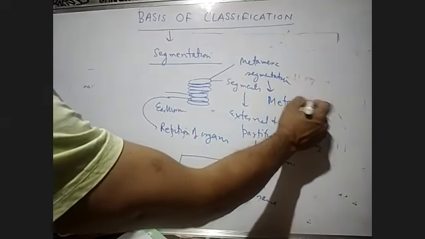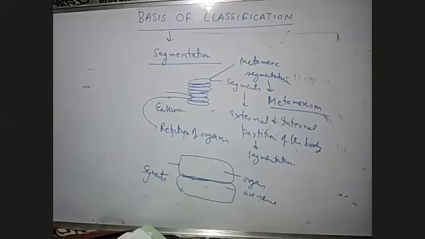Metamerism is a phenomenon where the animal body will show metameric segmentation, meaning there is a definite pattern of division of the body into different compartments. This kind of division of the body into specific compartments is called metameric segmentation, and the phenomenon is called metamerism. Okay, so next one we go to the notochord.